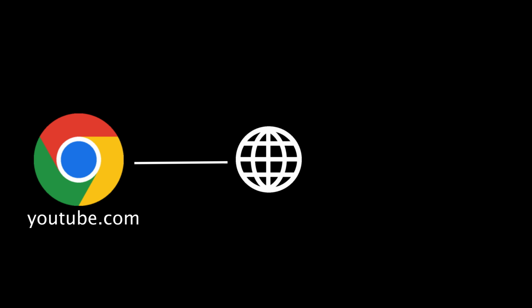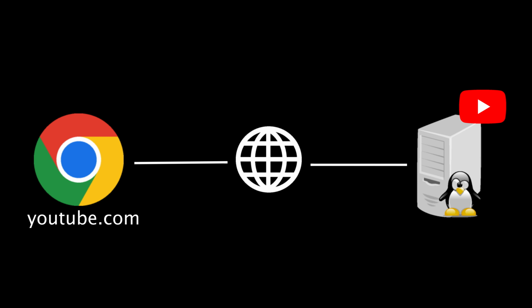Now, somewhere out there, there's a specific computer that is youtube.com. On that computer, there's a program constantly running, just waiting for these kinds of messages. That program is the web server. Once the web server receives your browser's message, its job is to understand what you're asking for. In this case, we're asking for the homepage, so it then goes and finds all the pieces that make up the homepage. Once it has found everything, it sends it back across the internet to your browser.